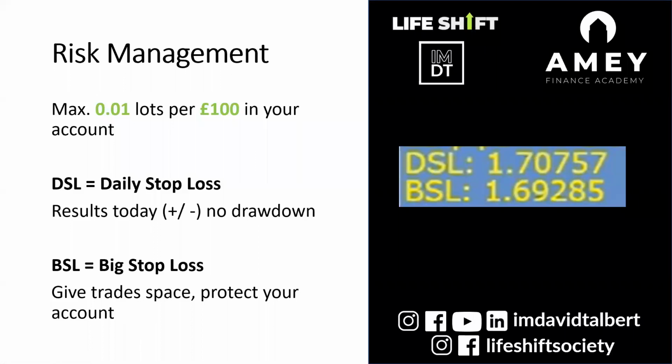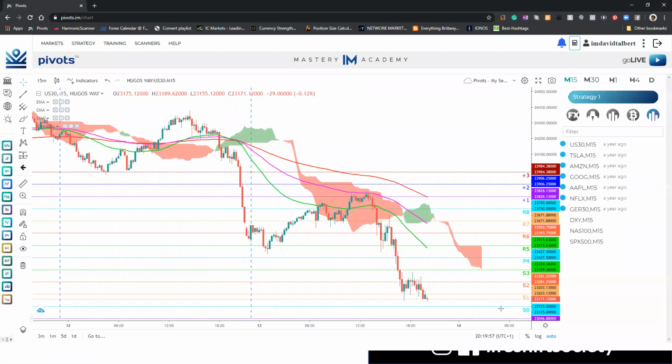Okay, so when you're trading, you're giving the trade space to move around. When he does his trades and gives it a stop loss, for example, if I was going down for a sell, he would put his stop loss just above the R8, the big stop loss. And for the daily one, he'll put it at the daily high, so the highest point for the day. We'll look at it, it might be around the same point.